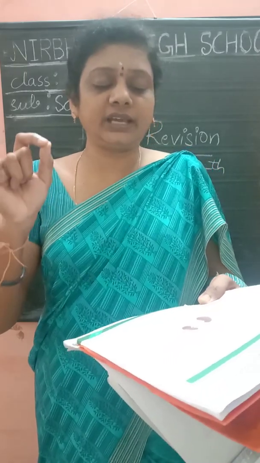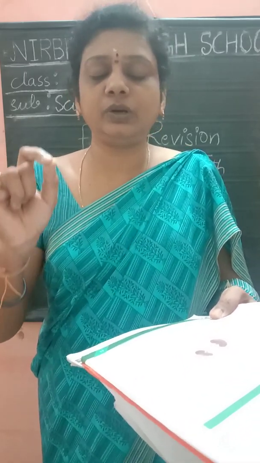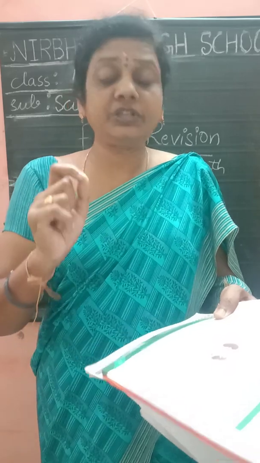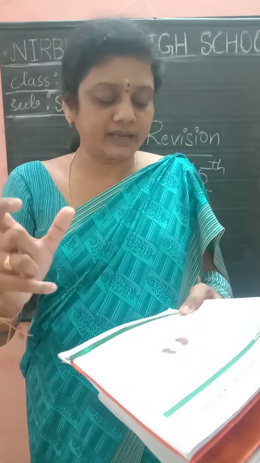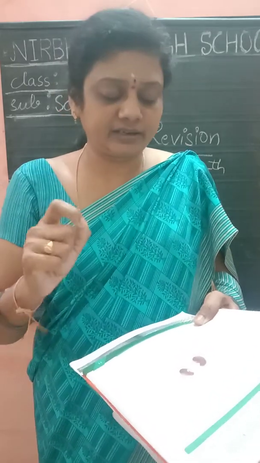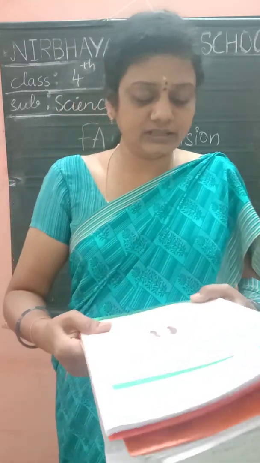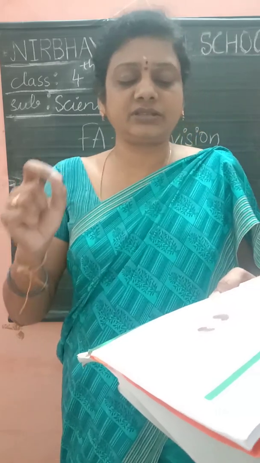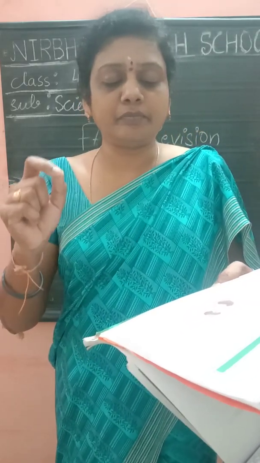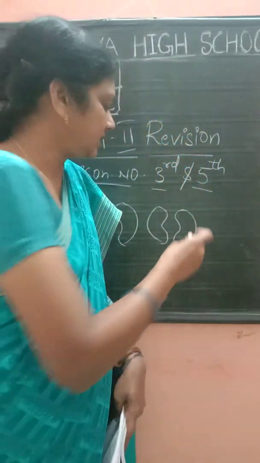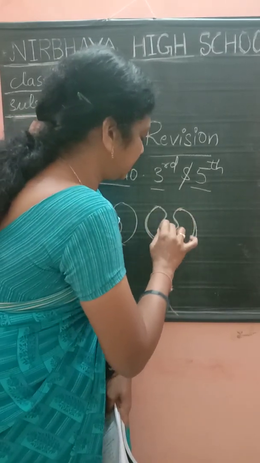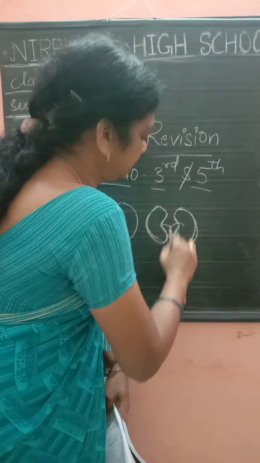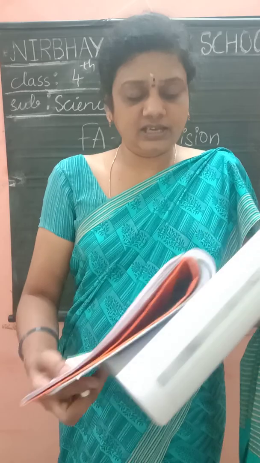Which part of the excretory system looks like a bag? It is urinary bladder. Which parts of the excretory system are bean shaped? What are these children? Kidneys. The answer is kidneys.